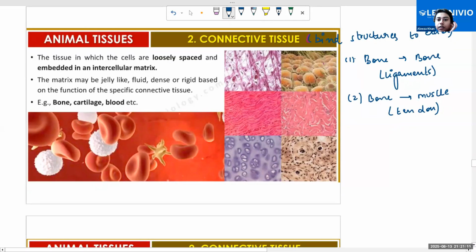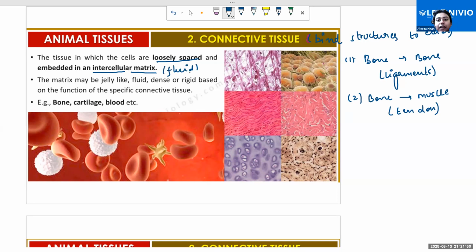Okay, I'll write a classification chart. Let's do this first. What are the characteristics? They are loosely spaced. If I take the example of your blood, red blood cells, white blood cells, are they all stuck to each other or are they dispersed? They are dispersed. So can I say they all are loosely packed? The connective tissues are loosely packed and are within your intercellular matrix. Matrix is the fluid.